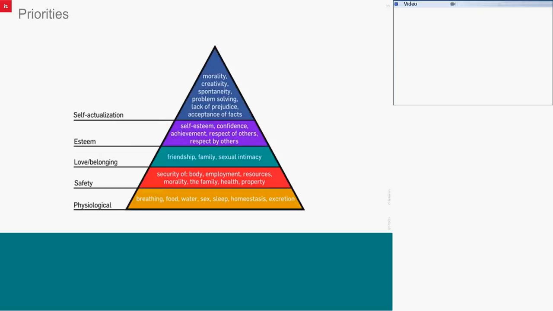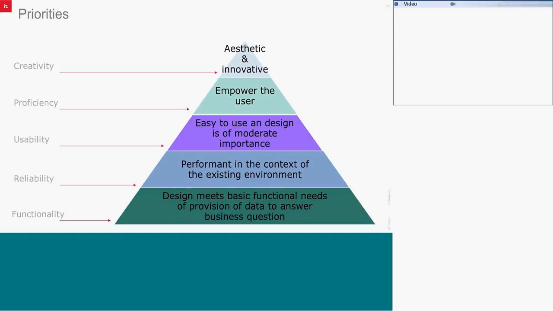So when we're addressing design, what hierarchy should we use? At the core, whenever thinking about designing visualizations, first of all, we need to make them functional, based on needs, provision of data to answer the user's business question. Then, with the relationship that we've built with the user, we can understand at what point they're satisfied. At that point, we can then move on to readability, so that it's performant in the context of the existing environment.